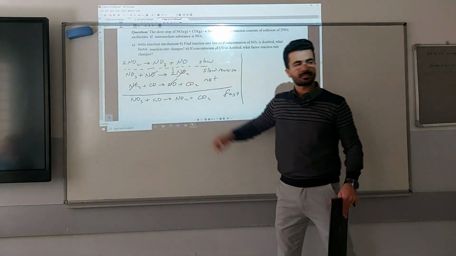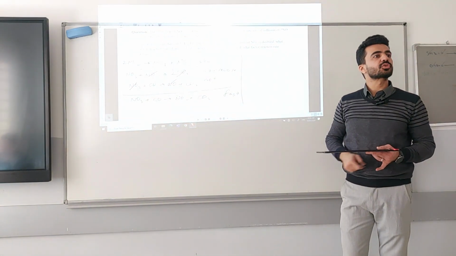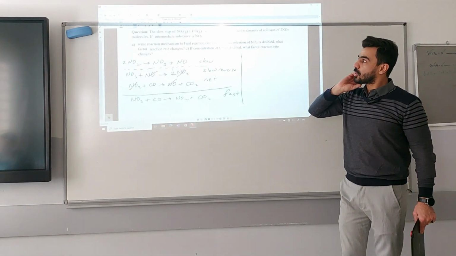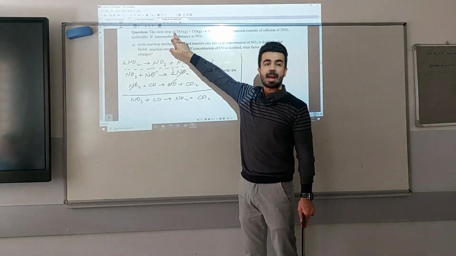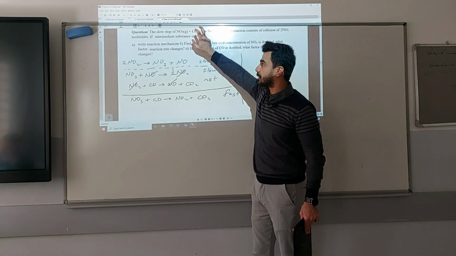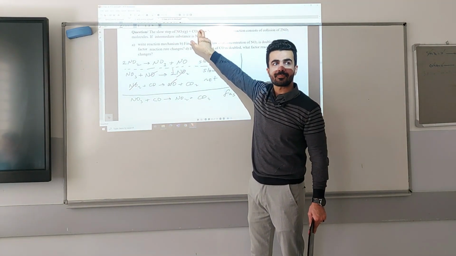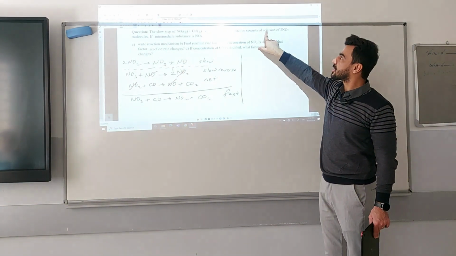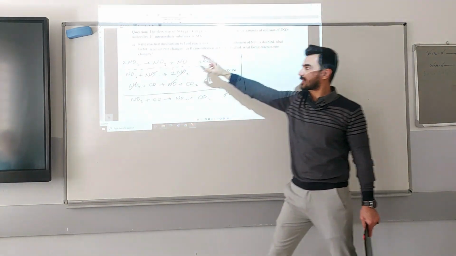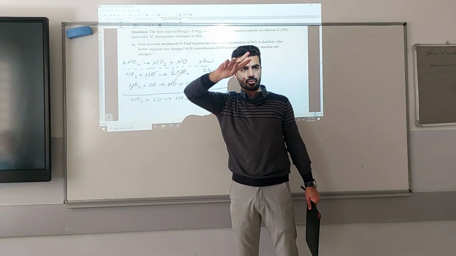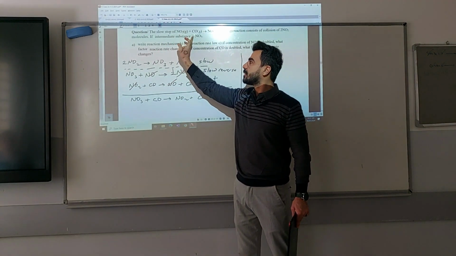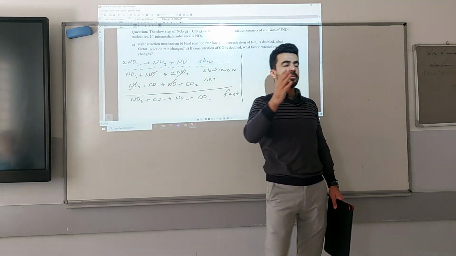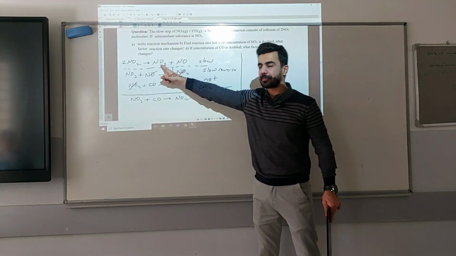It's NO2. Okay, so it says the slow step of... It doesn't mean that this is the slow step. This is the net. Then what about the slow step? It consists of a collision of two NO2, so the reactant of the slow step is 2NO2. Done. What is the intermediate? NO3. Where is the intermediate? Product of slow, so we put it here.